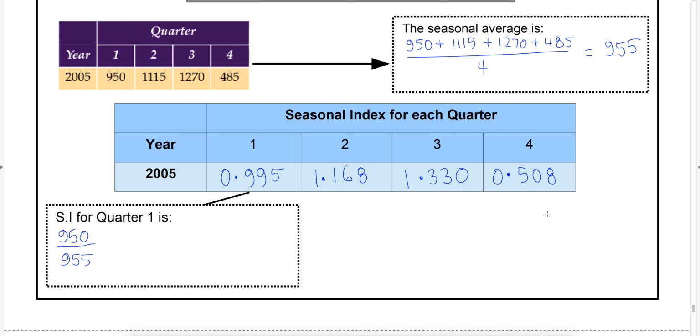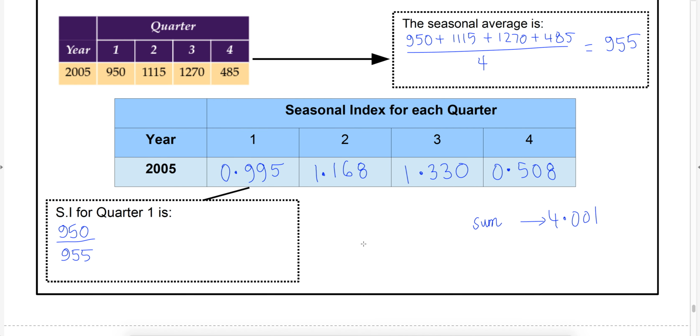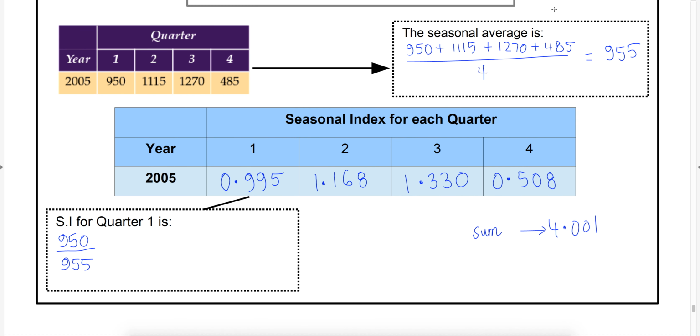When you add it up, you'll get 4.0. Now, I remember I mentioned they'll add up to the number of quarters. This 0.001 that we've got tagged on the end here is just due to rounding, so don't panic about that. Just like the one I did before, it summed to 5.999. It's only because of rounding. Okay, that's how we calculate them. So not too bad. Seasonal average first, and then of course you go original data value divided by that average.